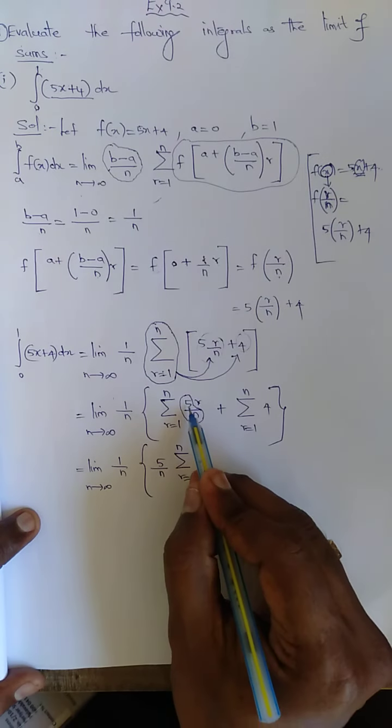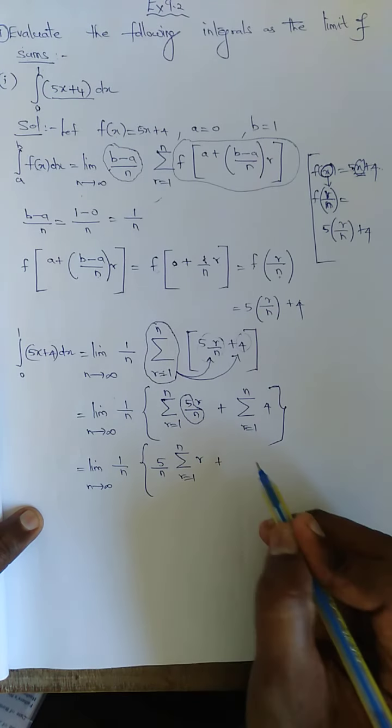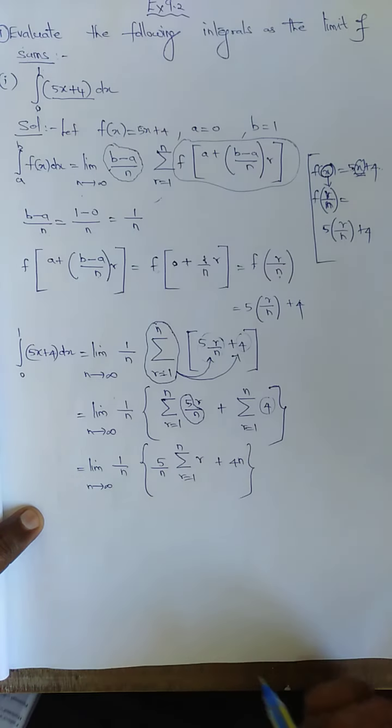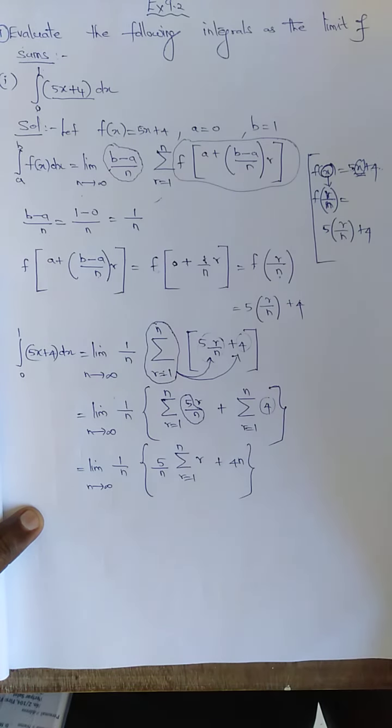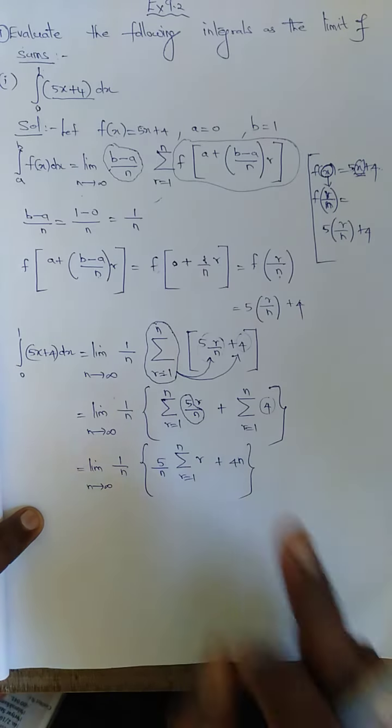The same here. So 5 by n can be moved outside, only r should be present. Same here also, see, constant. So what can I write? I can write 4n. I have told one formula: sigma of a constant I can write as 4 sigma constant into n, nothing but here 4n.